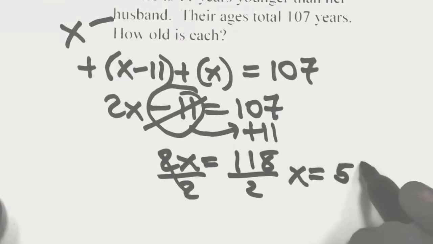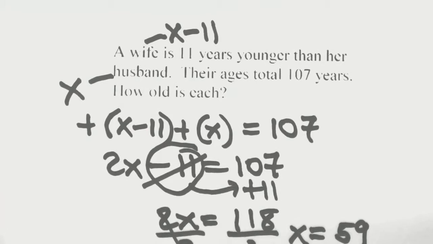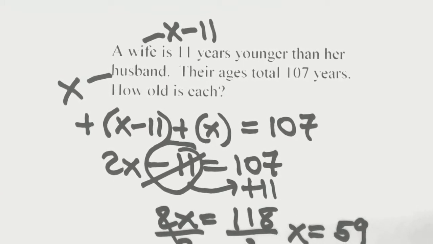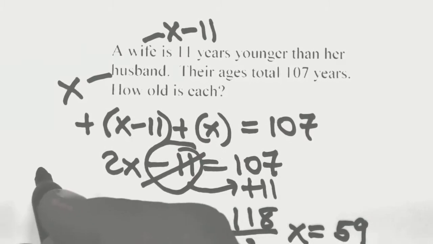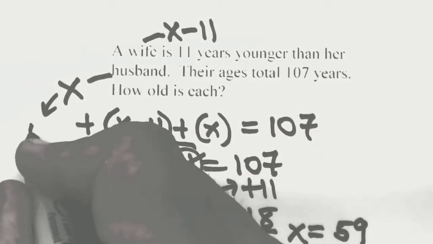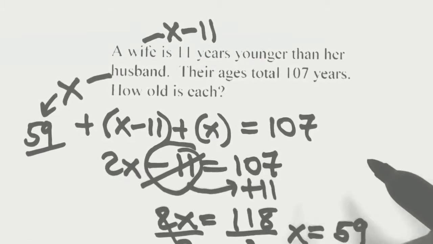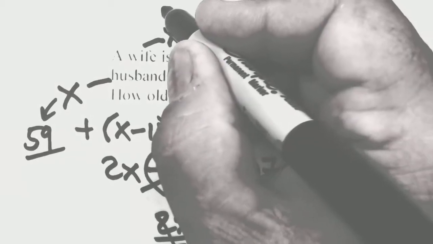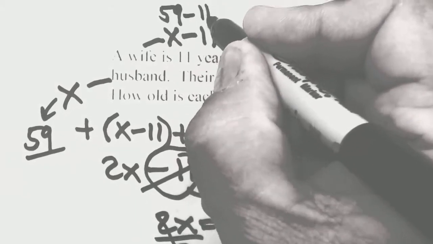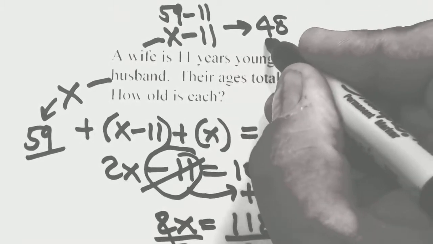I think it's 59. Okay, now, let's go back and check that against the words up here. We said then that the husband's age was X, so that means that his age is 59. The wife's age was the X value minus 11, so 59 minus 11, we get her to be 48.